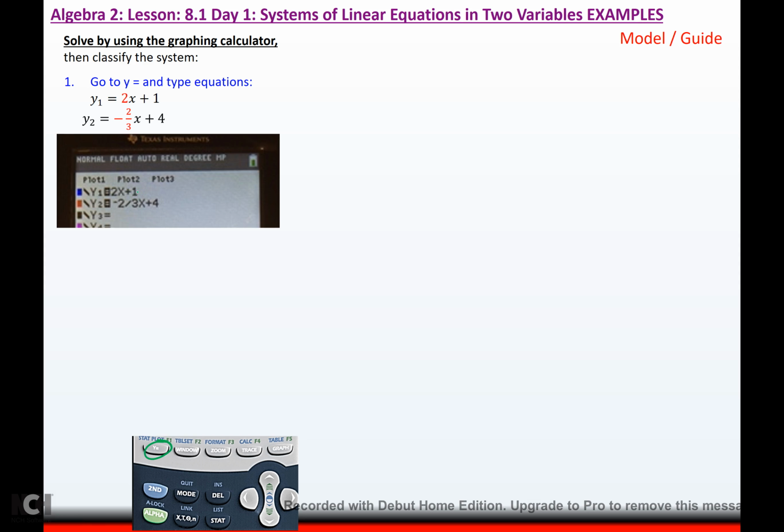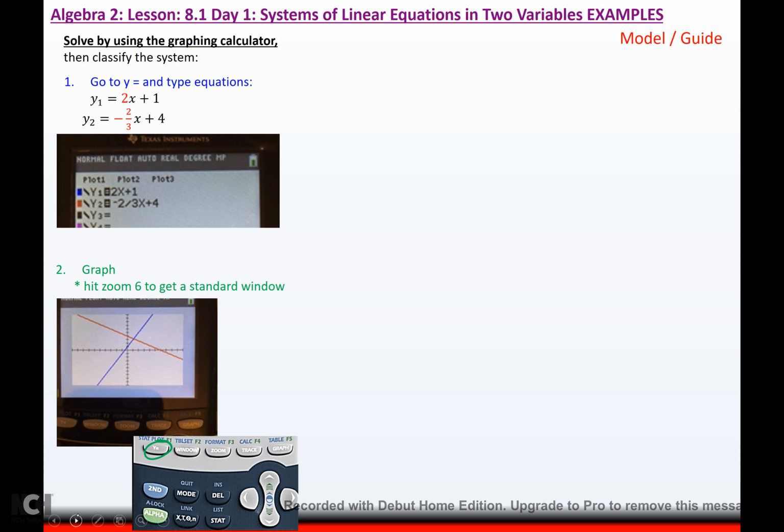Alright, so if we do this one, I'm going to go to y equals and type my equations. Y is already all alone. So hit your y equal key and type in, for y1, 2x plus 1, and for y2, negative 2/3 x plus 4. Then hit graph, and I'm going to hit zoom 6 to get a standard window, and there's my 2 equations.